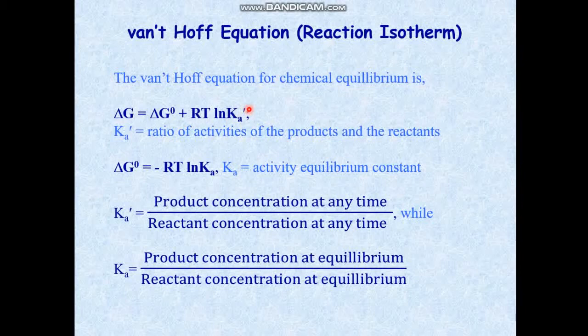This dash is removed. That means this Ka becomes the activity ratio of the products and the reactants at the time of equilibrium. Okay, so this is elaborated here. Ka dash is product concentration or activity at any time, divided by reactant concentration or activity at any time, while Ka means product concentration or activity at equilibrium divided by reactant concentration or activity at equilibrium.